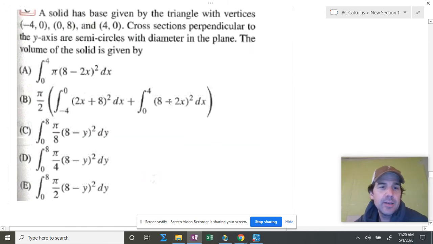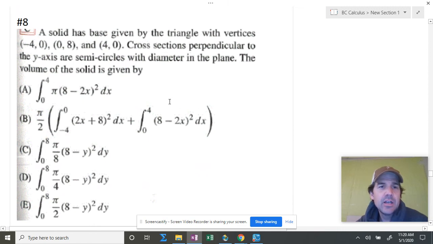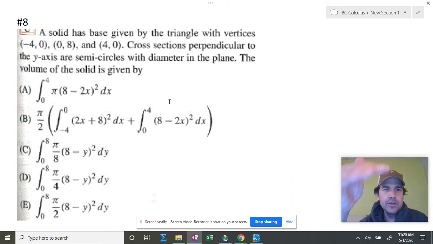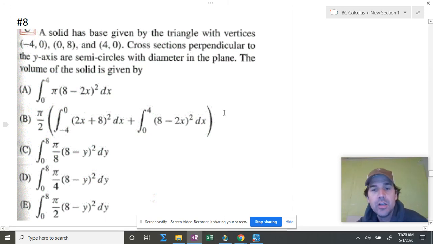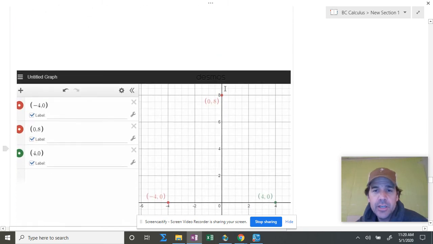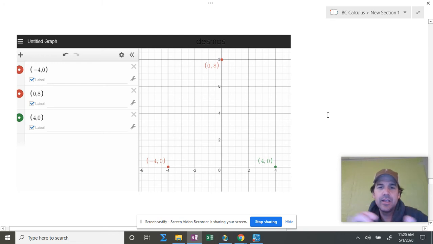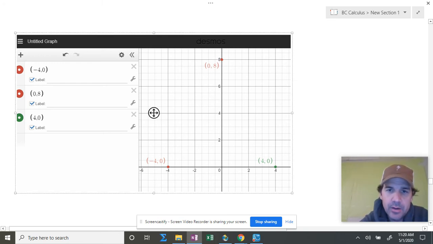All right, number 8. You're given these 3 coordinates, a cross-section problem, all right? And you're doing it perpendicular to the y-axis. Rare. We don't see a lot of these, but let's still do it just in case you ever did see one. So here are your points, just graphed on decimals. You don't need to graph on decimals. I just did because it gives a nice visual, all right?